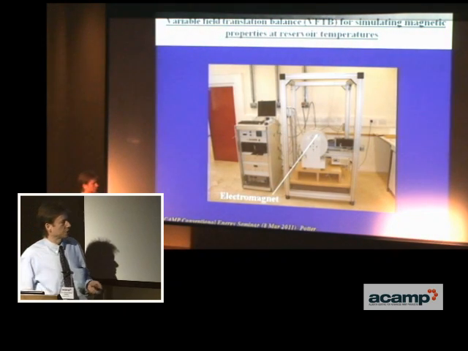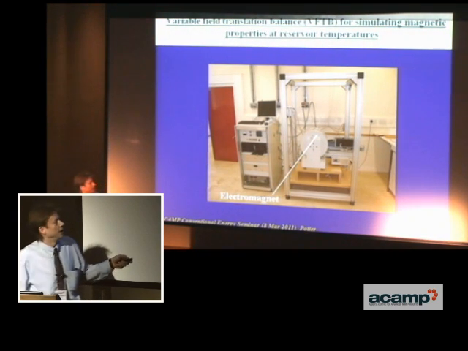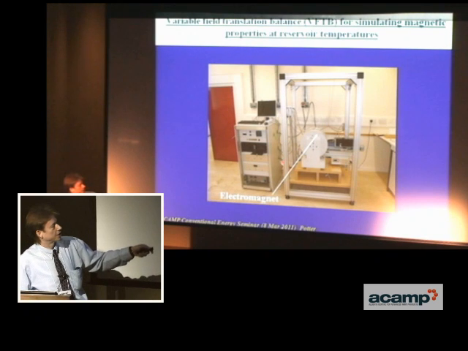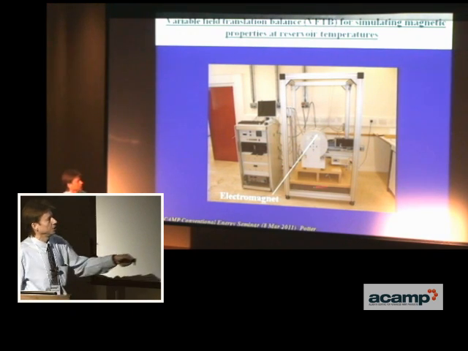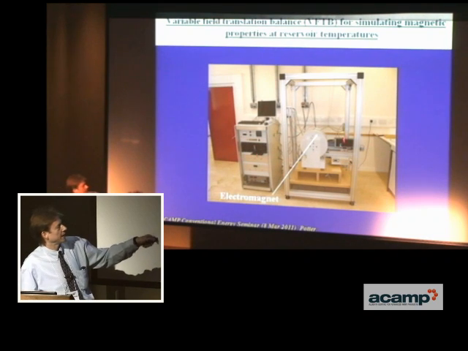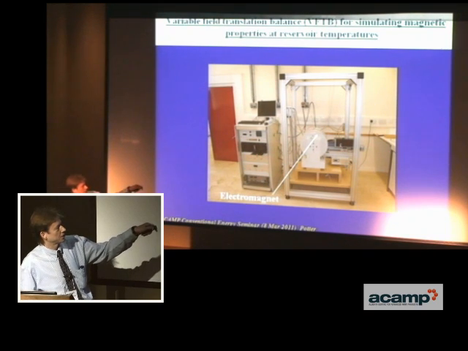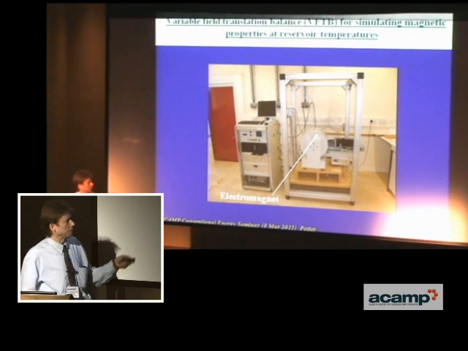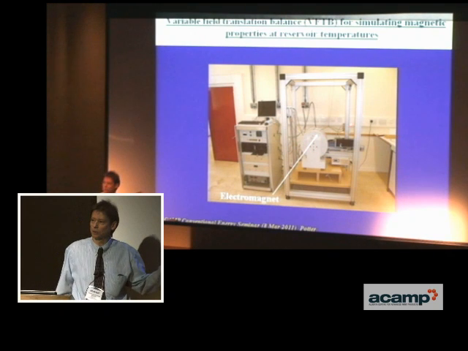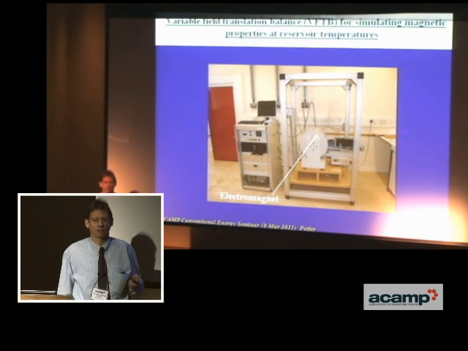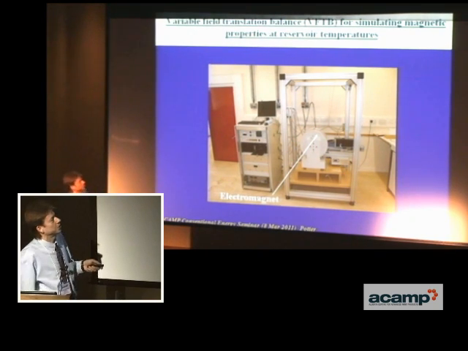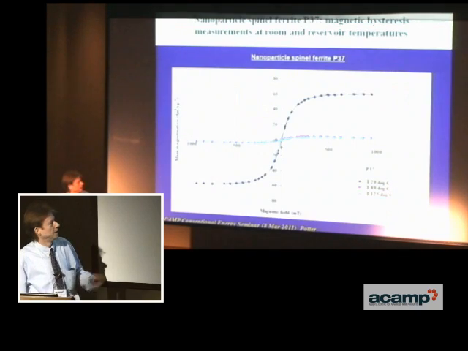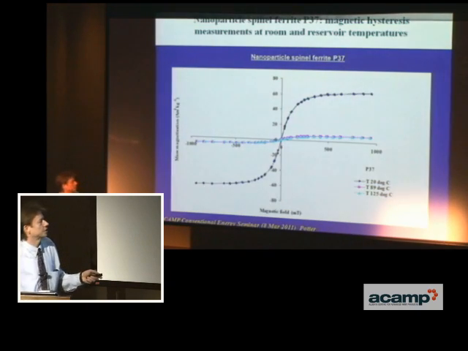Now we can actually model the effect of the temperature conditions, the reservoir temperatures, on these nanoparticles using a large bit of kit that we have. This is essentially a large electromagnet where we can look at the magnetic properties and create hysteresis loops. But we can also do this at temperature, so we can actually simulate the effect of reservoir temperatures. And here are some results.